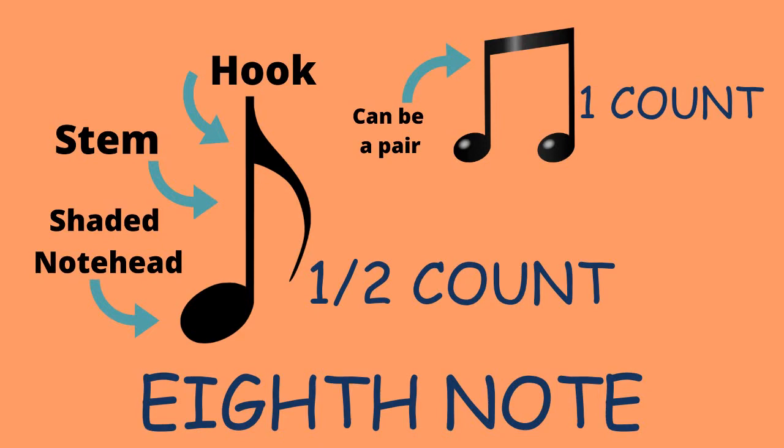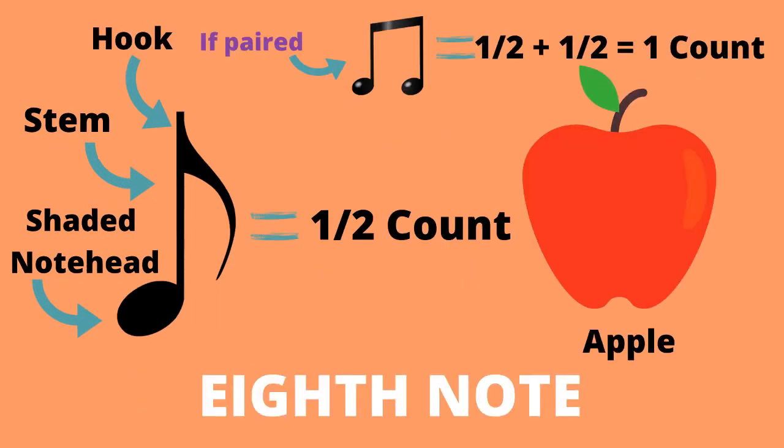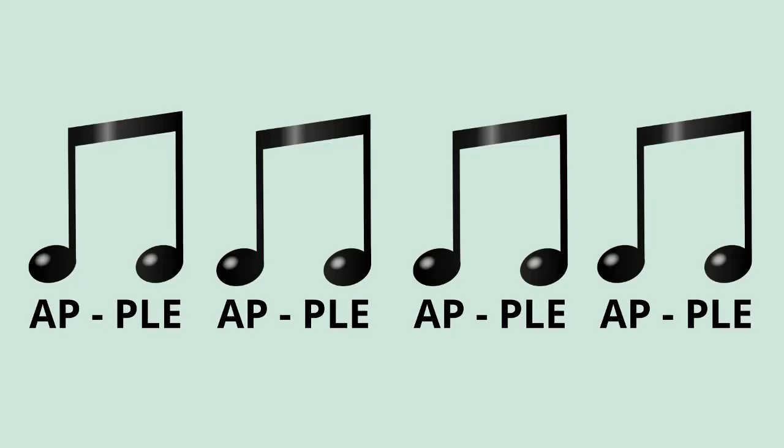Can you think of a fruit name that has two sounds or two syllables? If you answered apple or orange or mango or cherry, you're all correct. I have here four pairs of eighth notes. Let us play and recite the fruit name. It goes like this. Apple, apple, apple, apple. Now it's your turn to play the rhythm. Ready, go.